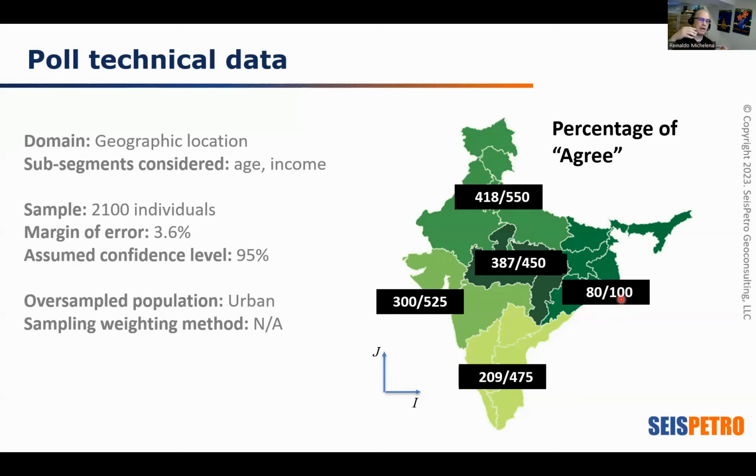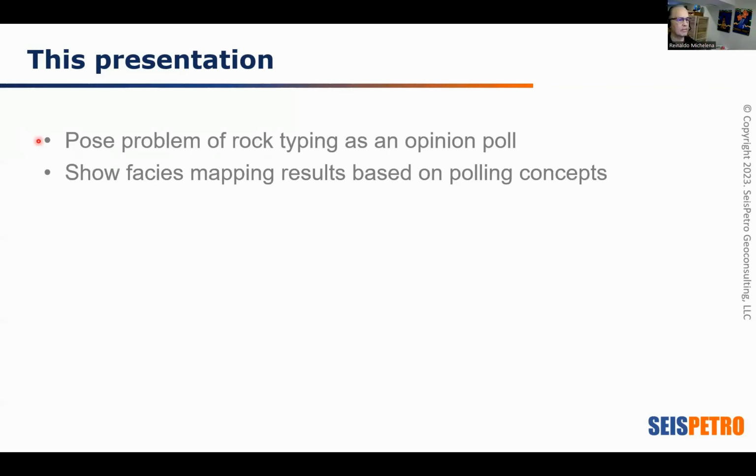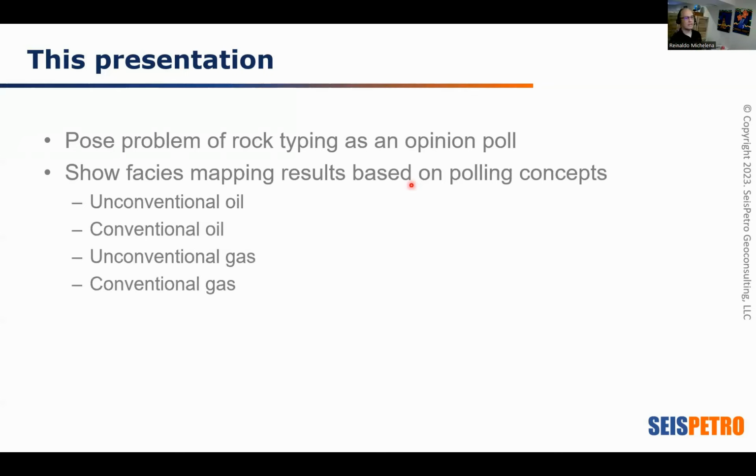I'm going to keep referring back to it as we start with the analogies of seismic data analysis. So in this presentation, first of all, I'm going to pose the problem of rock typing as an opinion poll. That will be the first task of the presentation. And then I'm going to be showing examples of facies mapping results based on polling concepts. And the examples will be for unconventional oil, conventional oil, unconventional gas, and conventional gas reservoirs.